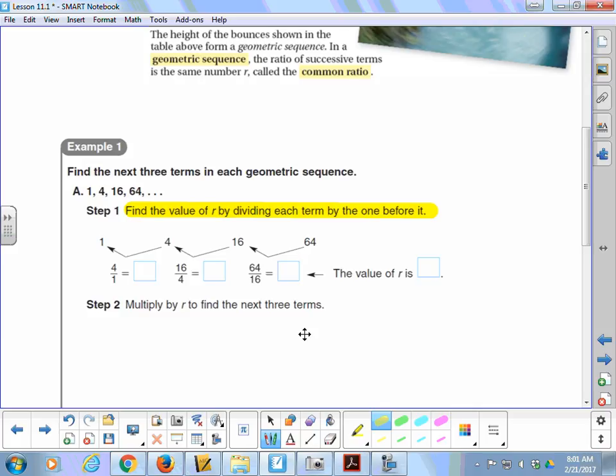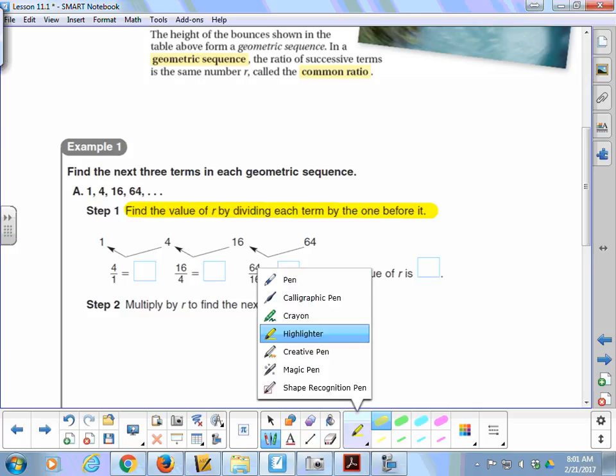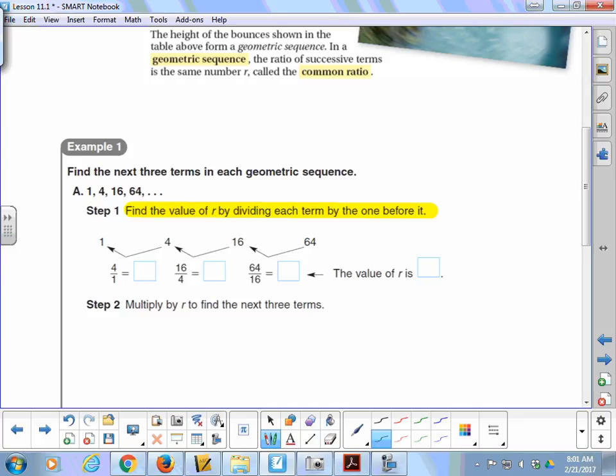Here we can see that with our terms 1, 4, 16, and 64, we'll take 4 divided by 1, 16 divided by 4, and 64 divided by 16. And those will give us the common ratio. Now, if they tell us it is a geometric sequence, we really only need to do it once to find out what the value of r is, because we know it's always being multiplied by the same amount. So with our good division skills, we know that each one of these is 4.